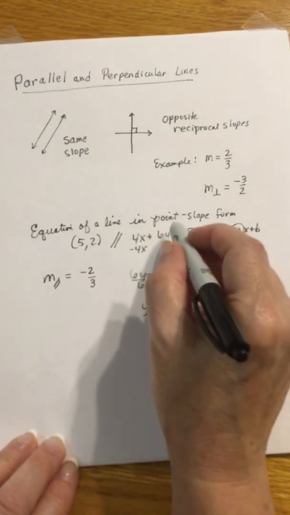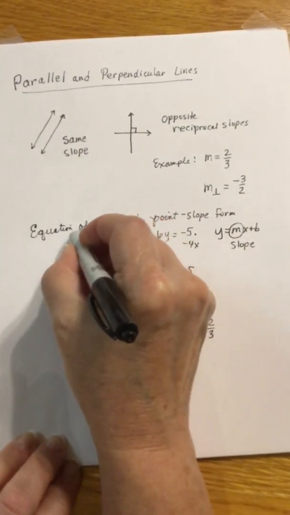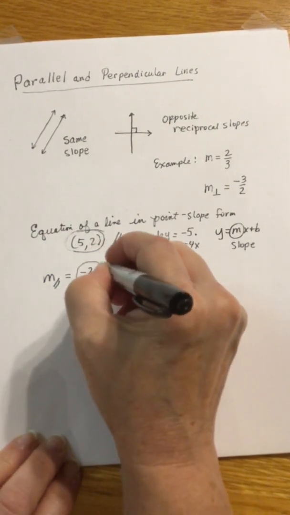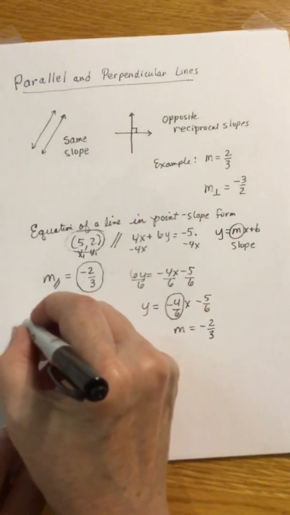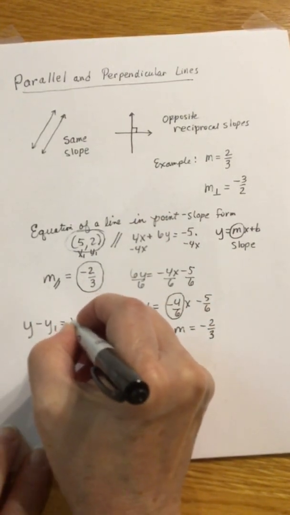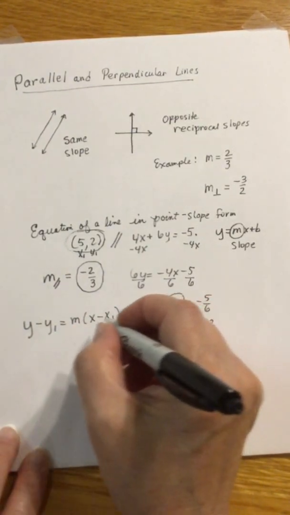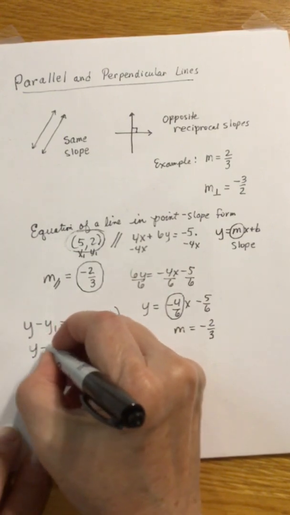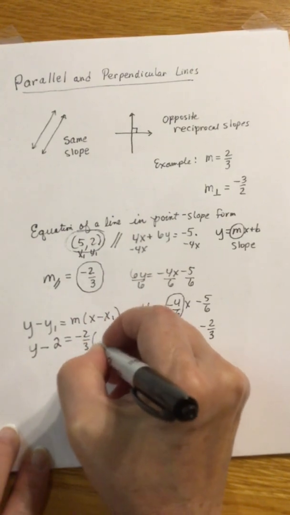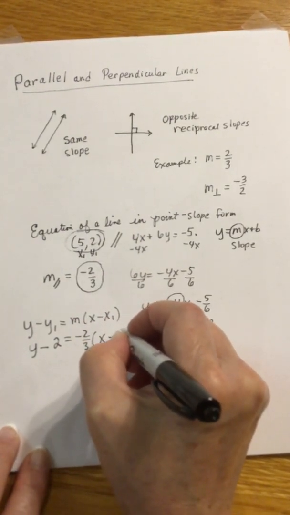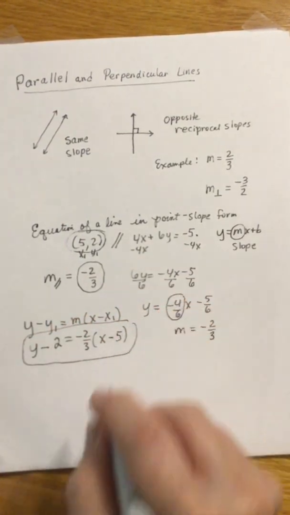So now it says that it wants it to be in point slope form. So we have a point and we have a slope. This point's going to be our x sub 1, y sub 1, and we're going to look at our formulas, and we get y minus y1 equals m quantity x minus x1 is point slope form of a line. So now I plug in y minus 2, y sub 1, equals negative 2/3 times x minus 5. So that's my point slope form of a line.